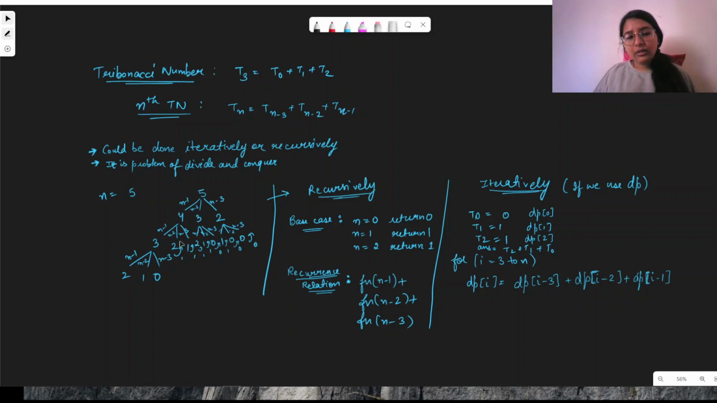And then how this particular recursive tree could be represented as a recursive solution. First, we require a base case. Our base case would be: when n equals 0, we return 0.